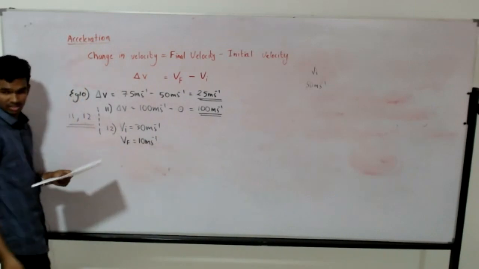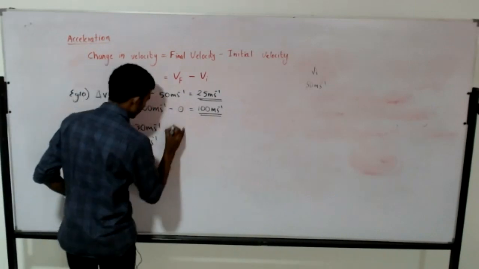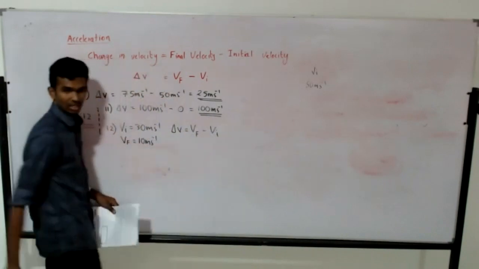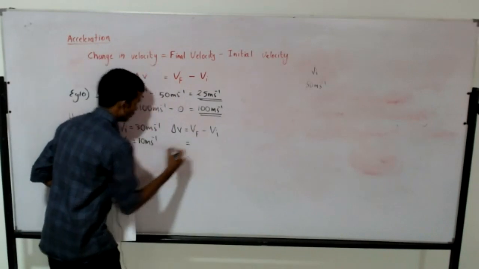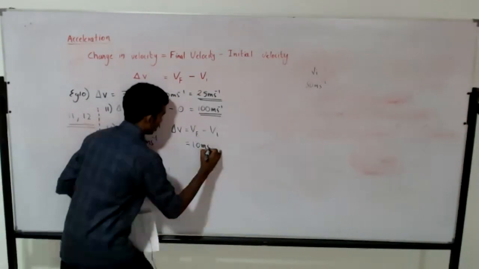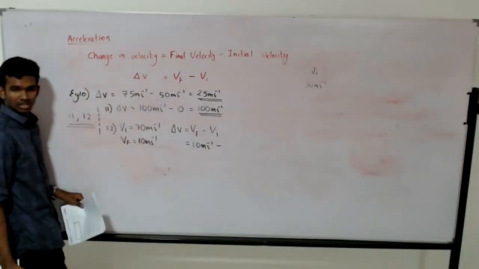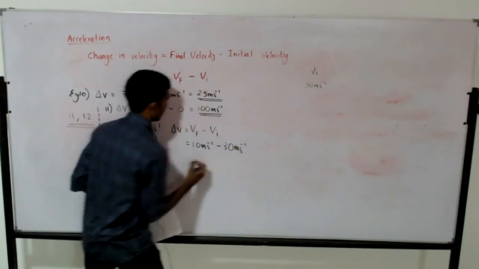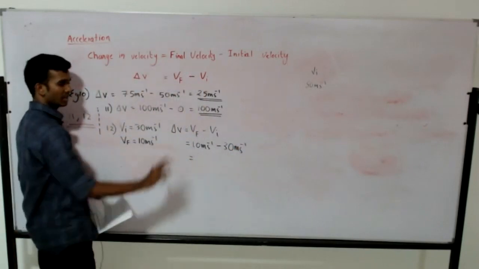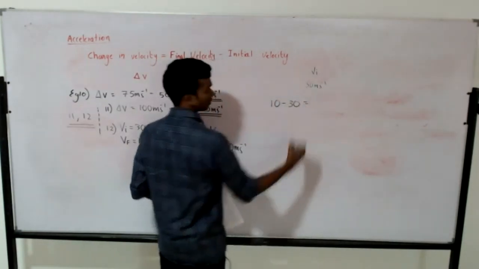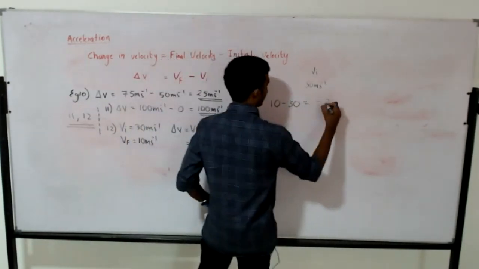But they're asking, what is the change in velocity? Change in velocity is final velocity minus initial velocity. Now be careful. What is your final velocity? 10 ms to the power minus 1. What is your initial velocity? 30 ms to the power minus 1. Now tell me, maths. 10 minus 30, how much? Minus 20.